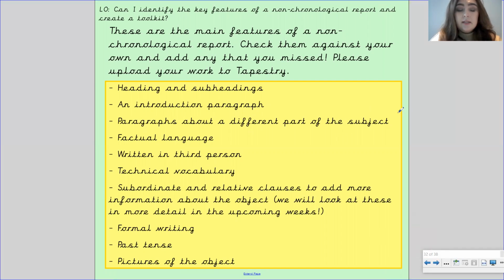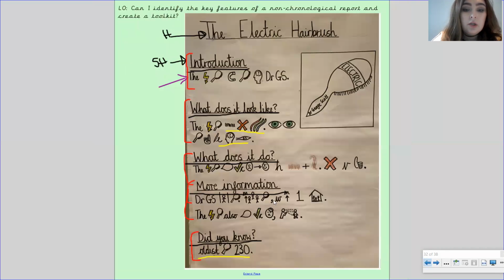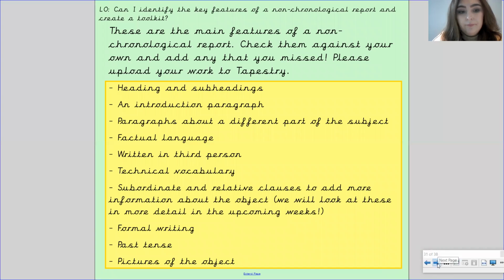So first person is when we write about ourselves and we use I, me, we. Second person is when we are talking to someone, so we use you or your. And third person is when we are talking about someone. So we usually use they, them, or their name. So we've got Dr. George Scott. So we're talking about Dr. George Scott and his invention.